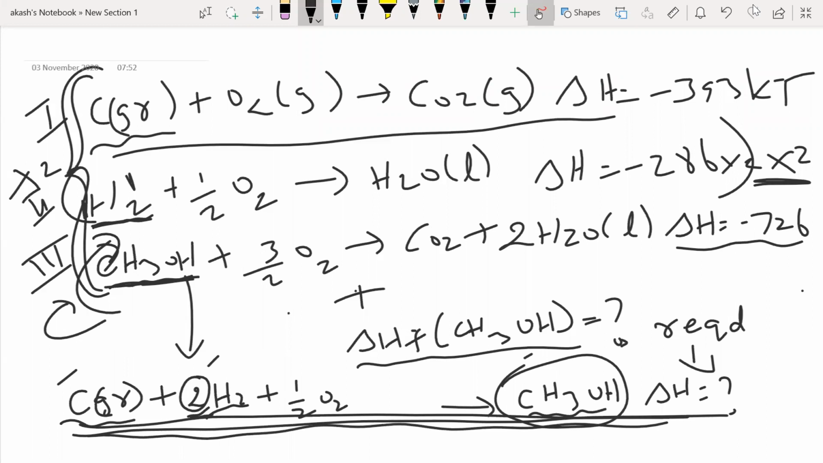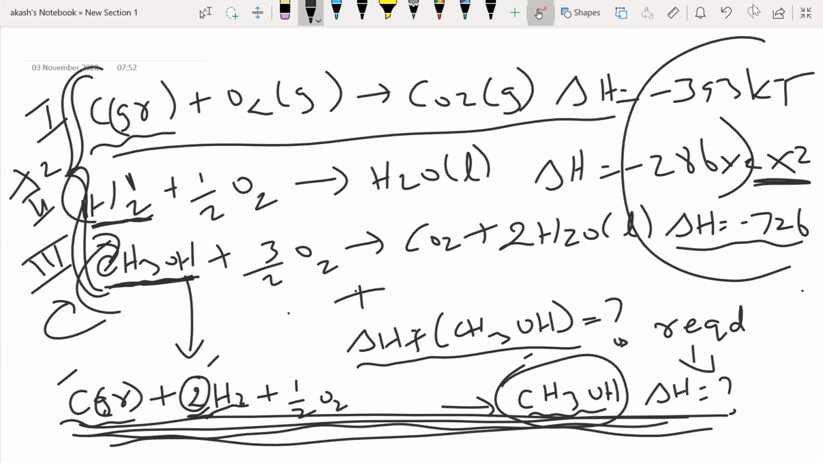Quickly go for it. Third equation reverse, second equation multiplied by 2, first equation as such, right? And add all these 3, whatever you did, and tell me whether you are getting the required equation. And obviously, whatever you did to the enthalpies also should be added. So you'll be able to find this enthalpy. Go for it. I'll give you 2-3 minutes. Quickly go for it. Tell me the answer.